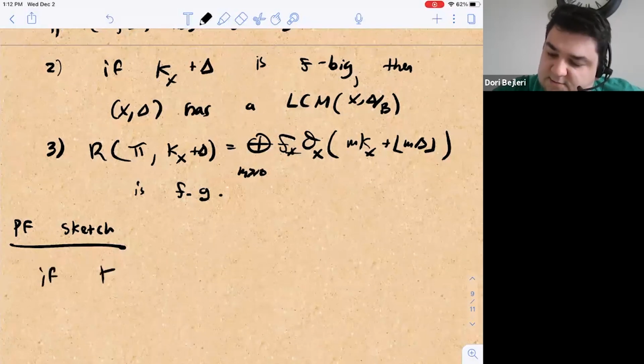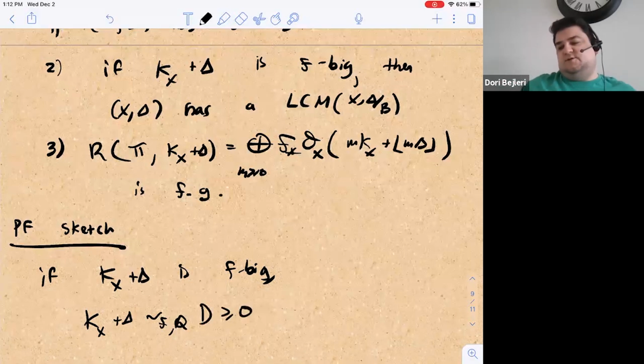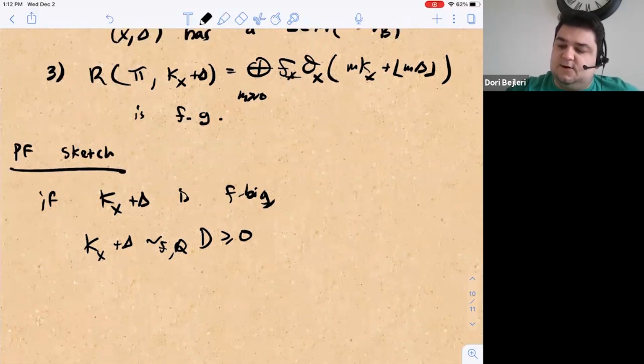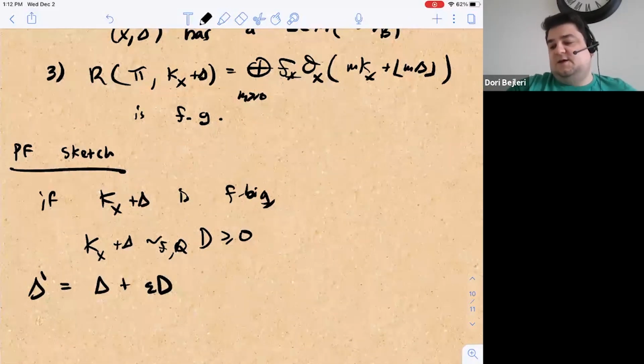So if kx plus delta is big, then we can write it as some d, which is effective because it's big, so it has a lot of sections. So there's some Q divisor d that's effective, that's equivalent to kx plus delta. And so now we can consider delta prime to be delta plus epsilon d. Now this is big because it's a divisor of the form big plus effective.